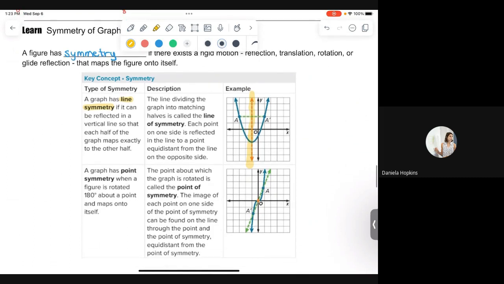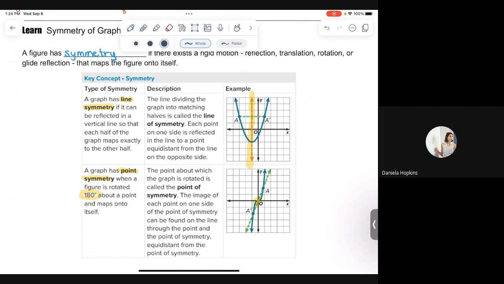So then we say a graph has point symmetry, and this one's a little harder to see, when a figure is rotated 180 degrees about a point and maps onto itself. So really quick, 180 degrees, that's not a full rotation, because remember a full rotation is 360. So it's saying halfway. So basically, if you looked at this picture here, this has point rotation about the origin. You can think of it as taking this upper blue arrow and pulling it down to that lower blue arrow, and it'd still be the same shape. That's 180 degree rotation. So that's our point symmetry.